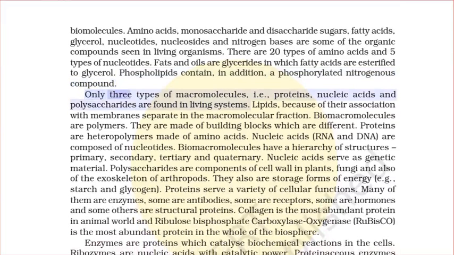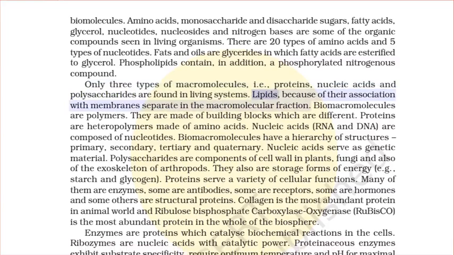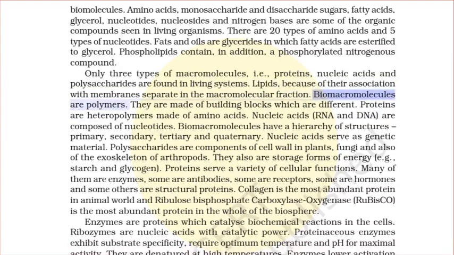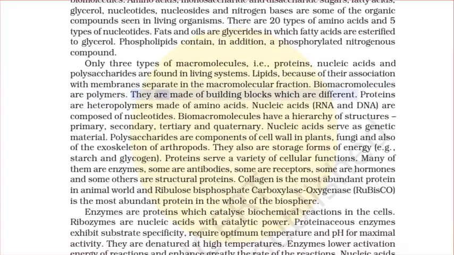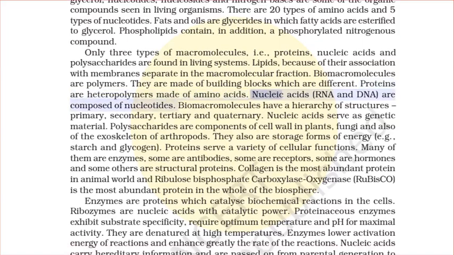Only 3 types of macromolecules, i.e., proteins, nucleic acids, and polysaccharides, are found in living systems. Lipids, because of their association with membranes, separate in the macromolecular fraction. Biomacromolecules are polymers. They are made of building blocks which are different. Proteins are heteropolymers made of amino acids. Nucleic acids, RNA and DNA, are composed of nucleotides.